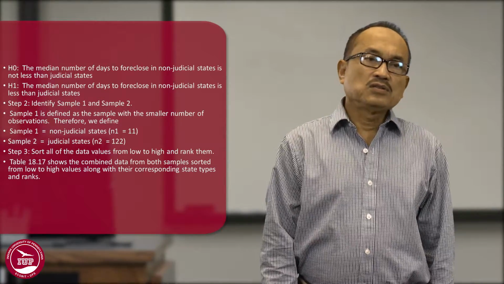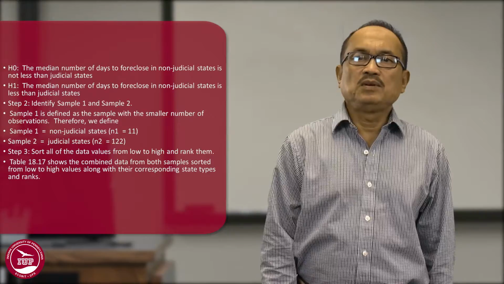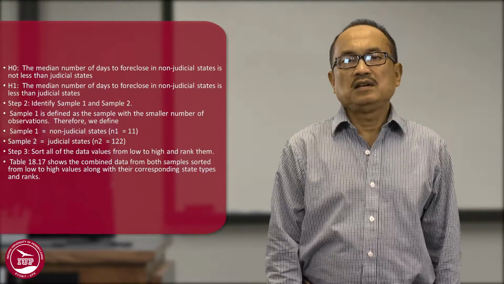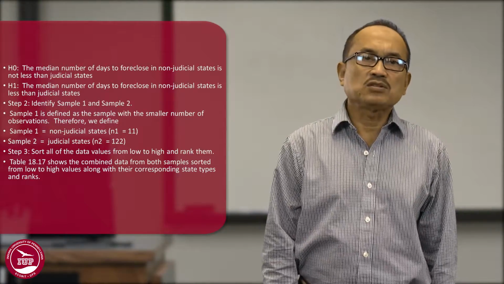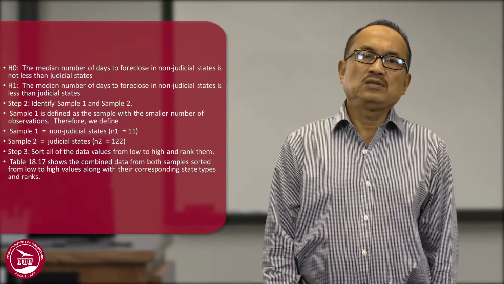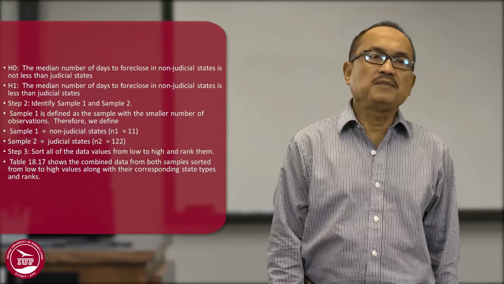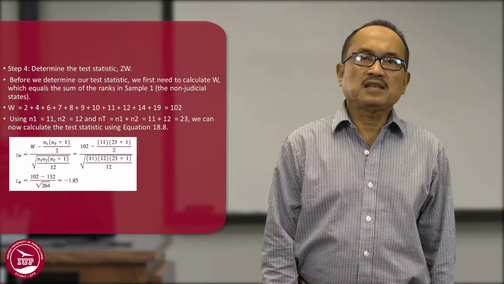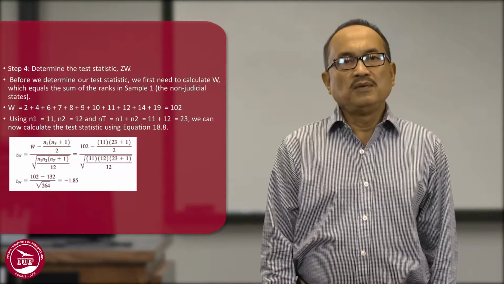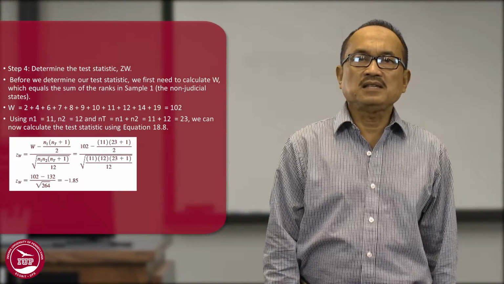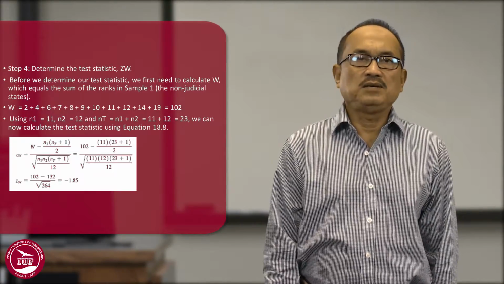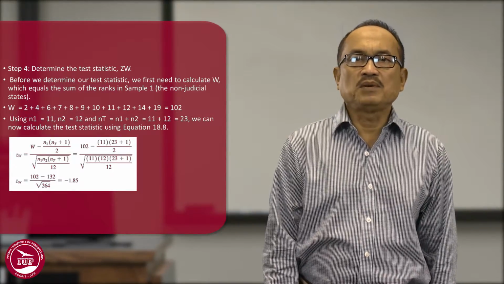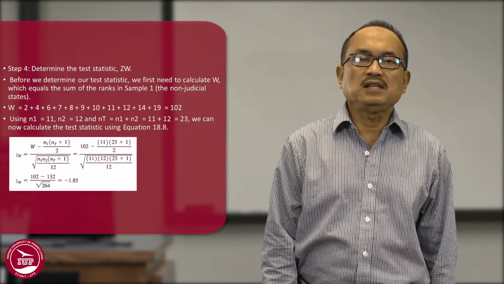Step 3. Sort all of the data values from low to high and rank them. Table 18.17 shows the combined data from both samples sorted from low to high values along with the corresponding state type and rank. Step 4. Determine the test statistic, ZW. Before we determine our test statistic, we first need to calculate W, which equals the sum of the ranks in sample 1, or the non-judicial states.